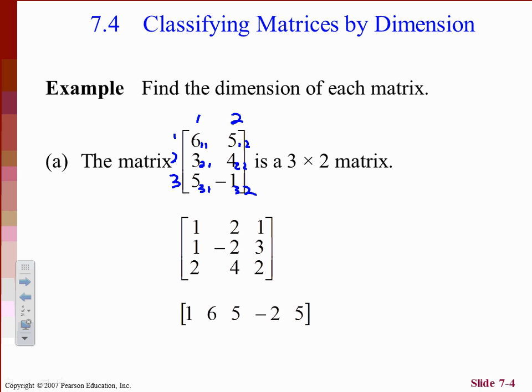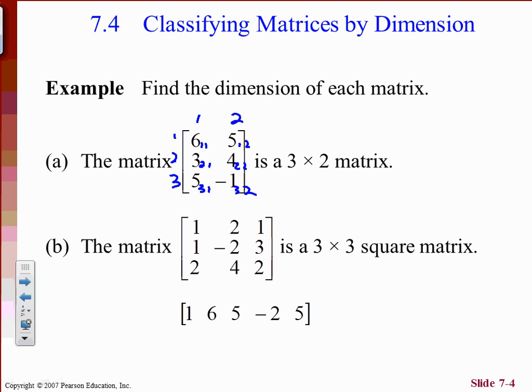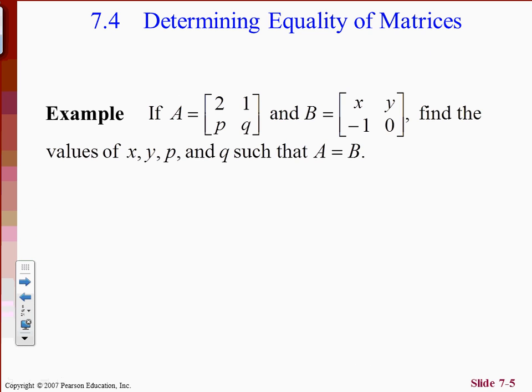Okay, the next example looks pretty square, with the same number of columns and rows, so it's of course a 3 by 3 square matrix. This bottom one is also a matrix, even though it looks just like a row of numbers. How many rows does it have? How many columns? It has 1 row and 5 columns, so it's a 1 by 5 matrix.